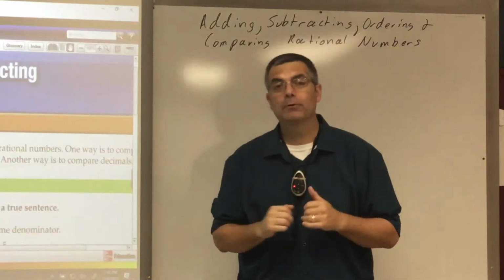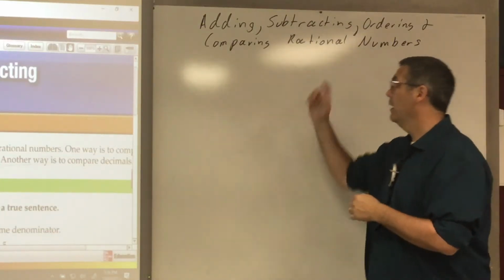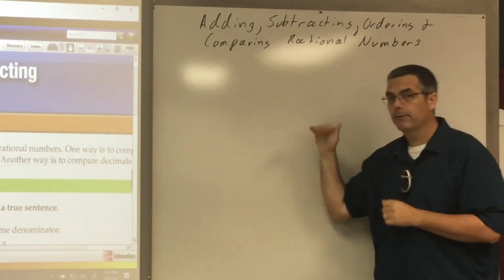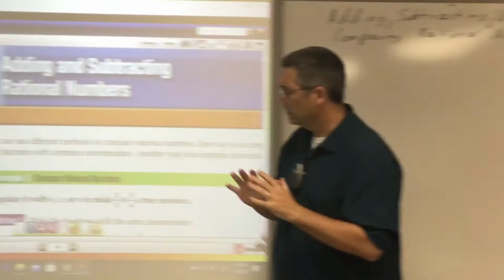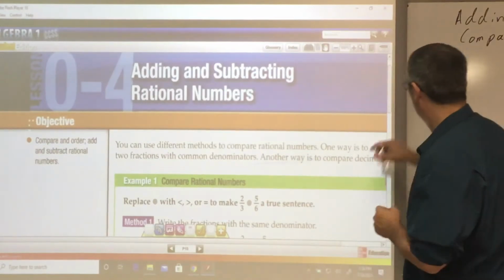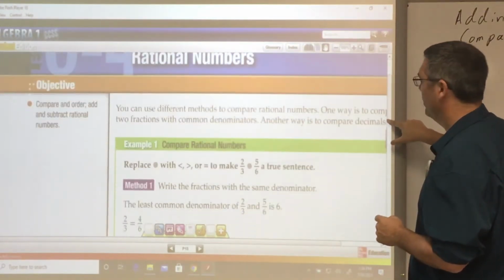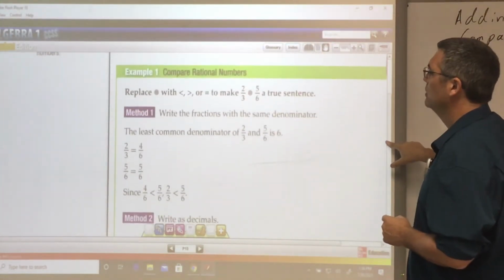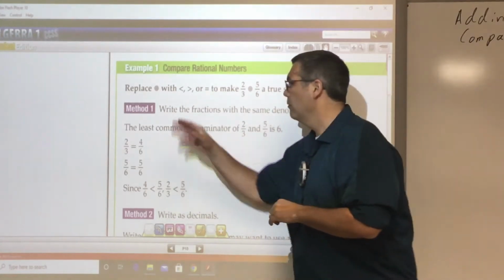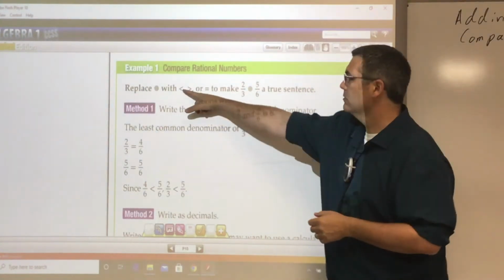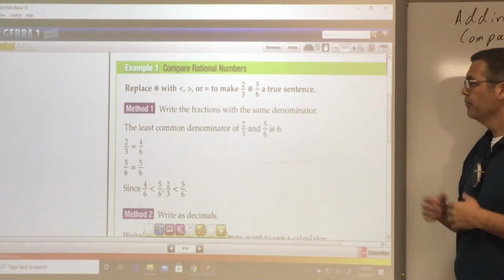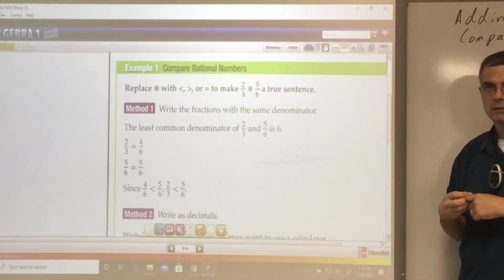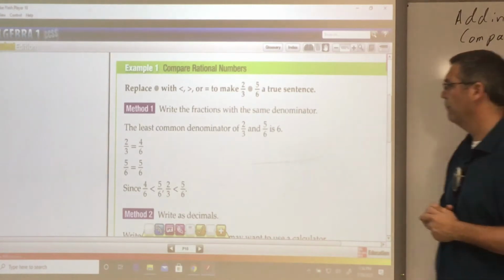All right, so today we are going to be adding, subtracting, ordering, and comparing rational numbers. Now we've already done a little bit of this, but we're going to get into it a little bit more. We're going to start off with comparing rational numbers. Here we're going to take inequalities, less than, greater than, equal to, and we'll deal with more of those a little bit later. You've already seen them a little bit before.